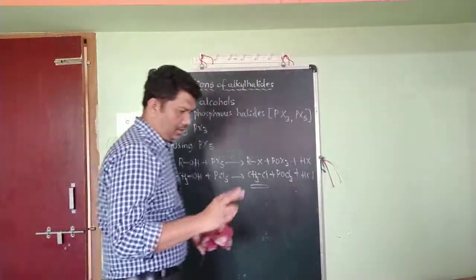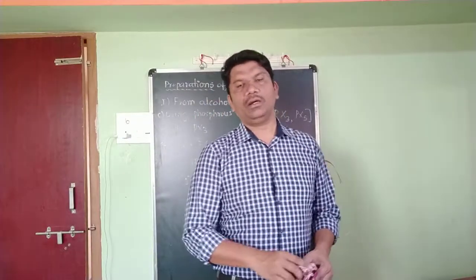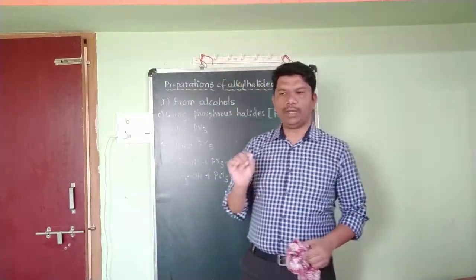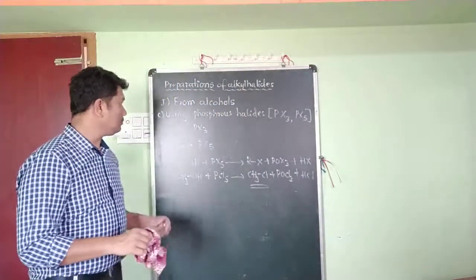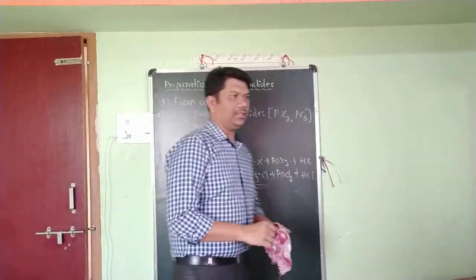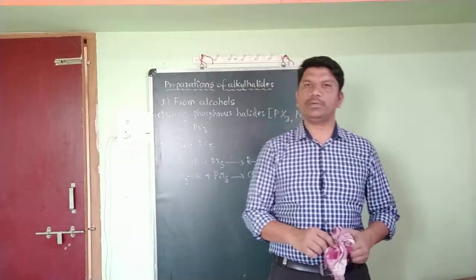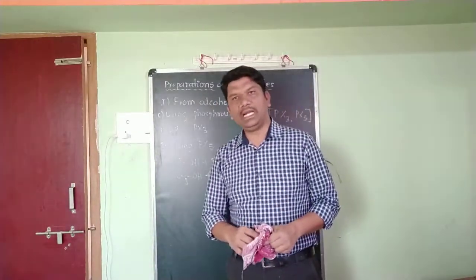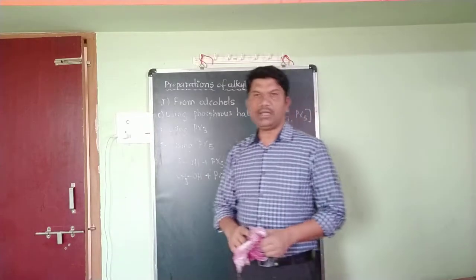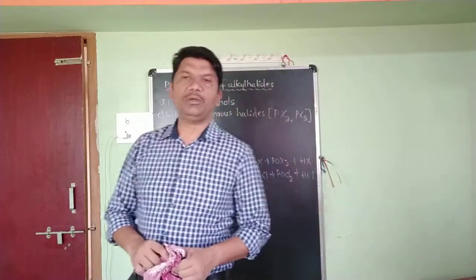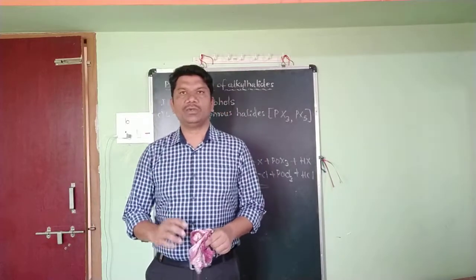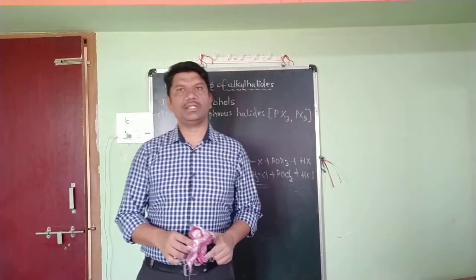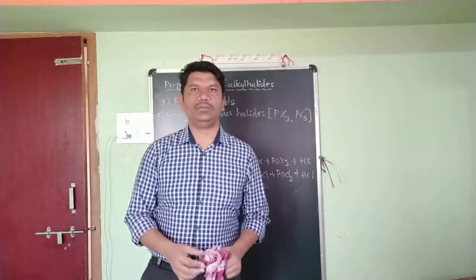And these are the 3 methods using alcohols. One by using halogen acid, another by using thionyl chloride, and another one by using phosphorus trihalide and phosphorus pentahalide. So this is the preparation of alkyl halides using alcohols. The second method, the halogen exchange method, we will see in the next video. Okay, thank you.